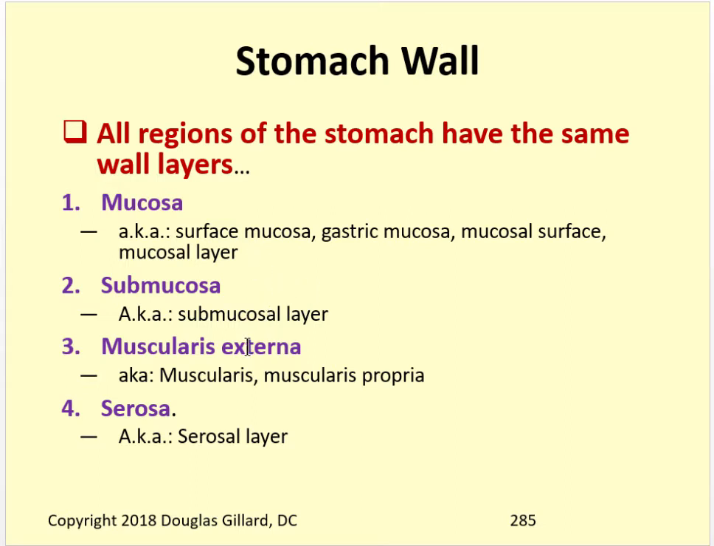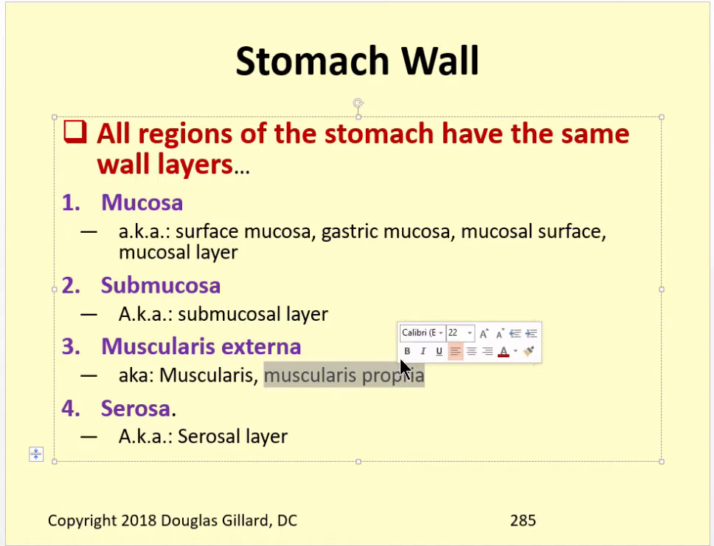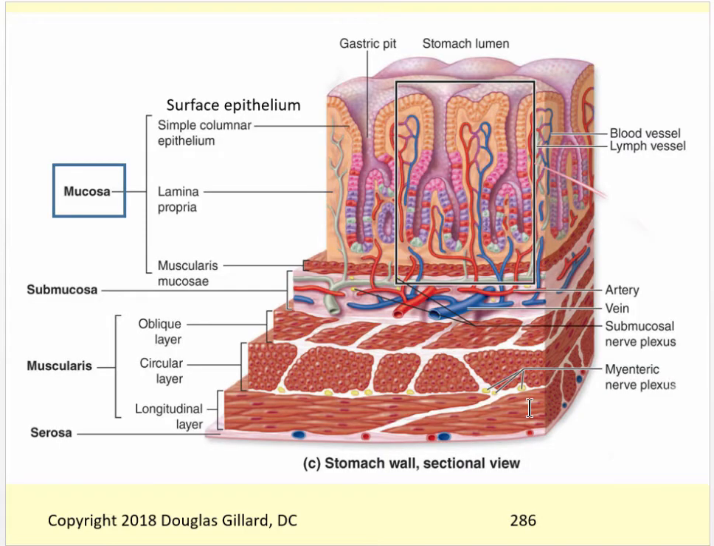Then we have a muscularis externa, often just called the muscularis layer, where those two longitudinal and circular muscle fibers are. Some texts, a lot of texts, in fact, call it the muscularis propria. And then there's a serosal layer on the top. So, board stuff, you got to know that. Would I test you on that? Probably not. But you never know.